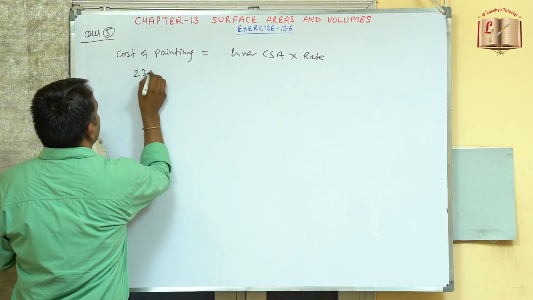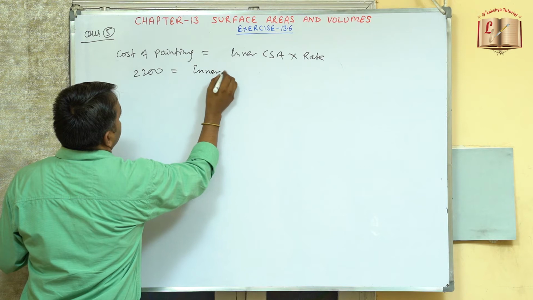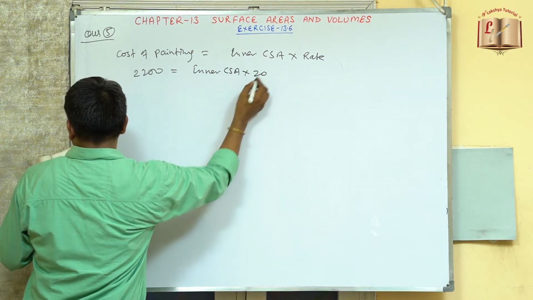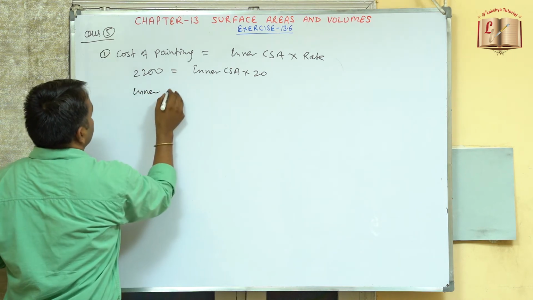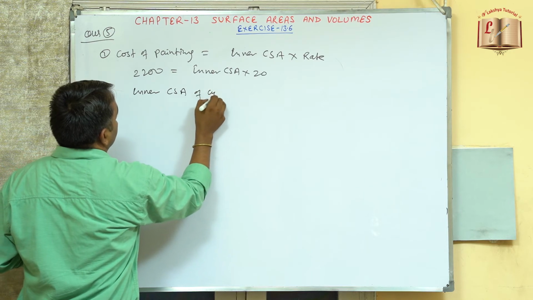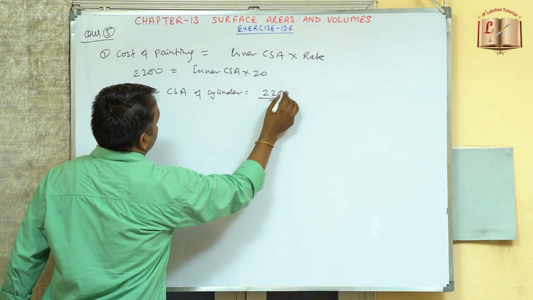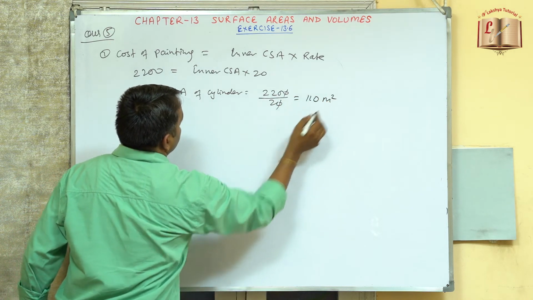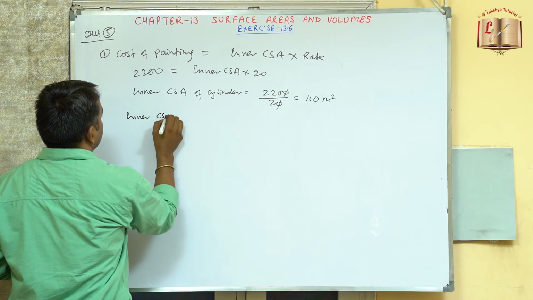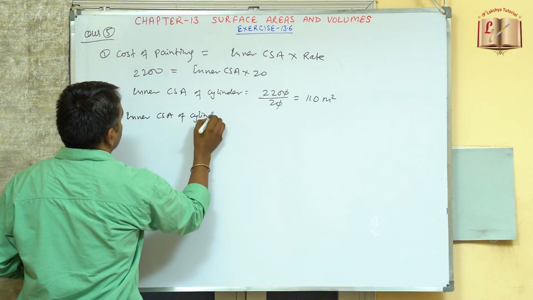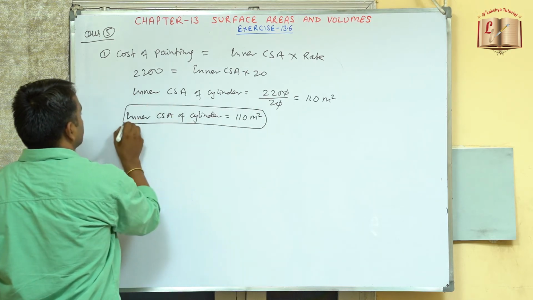So cost of the painting is already given 2200. So inner curved surface area we need to find out. So inner CSA into rate is already given. This is 20 rupees. So we got inner CSA of cylinder will be equals to 2200 divided by 20. So this is 110 meter square. So therefore inner CSA of cylinder will be 110 meter square. So we got the inner CSA of the cylinder.